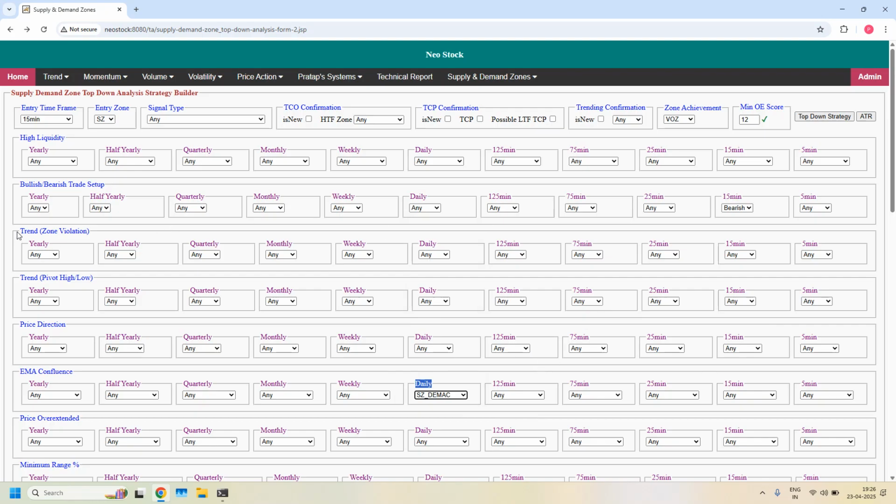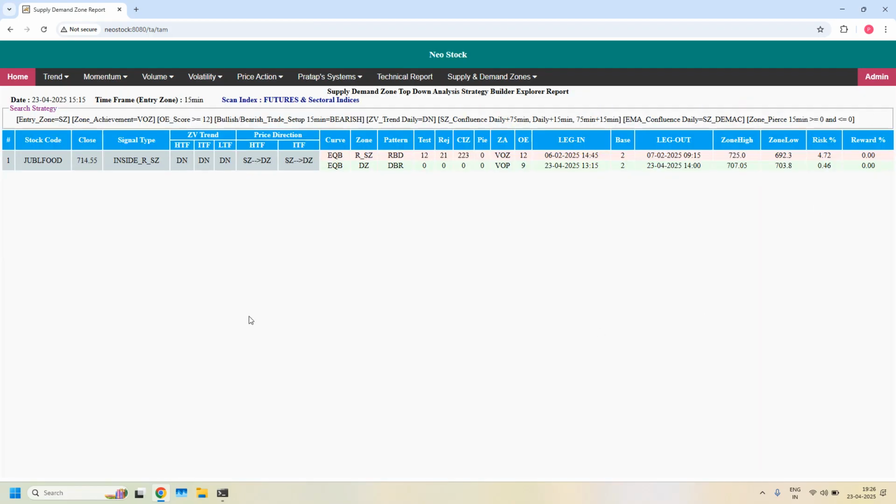And also the trend on the daily should not be sideways. It should be a downtrend because it is a bearish trade setup. So we got 1 stock. This 15 minute supply zone has a higher probability of success. Maybe that is the reason why this zone has already been tested 12 times. Okay, this is a bearish trade setup for daily income trade.